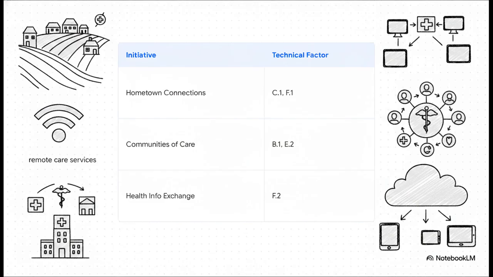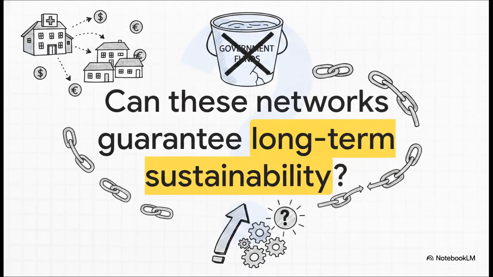Mapping Iowa's primary initiatives directly against the CMS technical scoring factors demonstrates their structural compliance with the federal mandate. Hometown Connections is perfectly designed to answer factor C.1, which is Rural Provider Strategic Partnerships, along with F.1, Remote Care Services. Meanwhile, the Communities of Care co-location strategy directly answers B.1, Population Health Clinical Infrastructure. It's a clear illustration of how the state explicitly aligns its localized procurement strategy with the overarching requirements of the federal grant. We'll wrap up this explainer by asking you to consider the long-term mechanical reality of this blueprint.